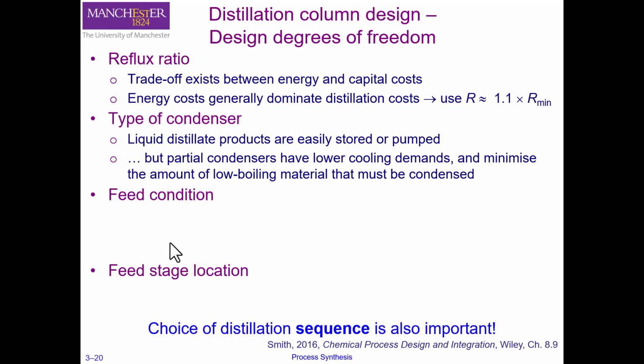Similarly, if you are handling a liquid system, your pipe size and your vessels will be much smaller compared to if you are handling vapors. So all these factors affect your choice. If you don't have low boiling materials, a total condenser is a better choice. And if you have low boiling material, then maybe a partial condenser is a better choice.